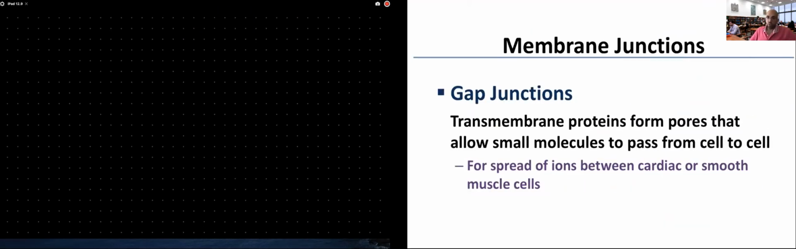Moving on to another type of membrane junctions, which are going to be the gap junctions. Gap junctions, from the name, what do you think? Are they attaching the cells close to one another, or do they have a lot of space in between?